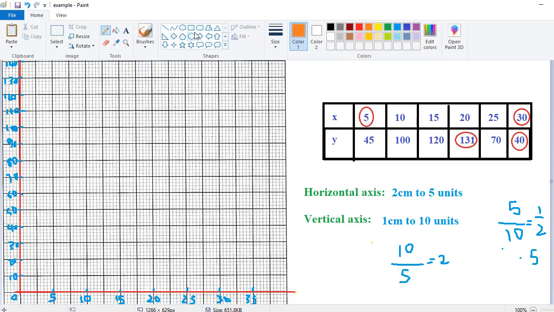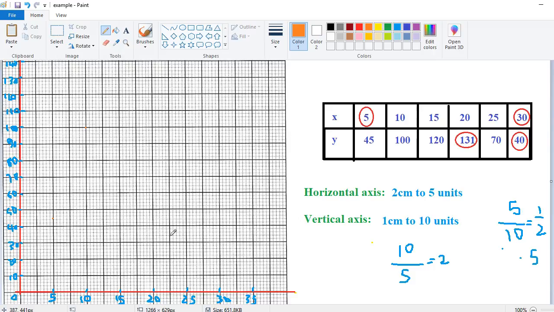Right, so our first point is 5, 45. So we have a 5 mark here, and we go up to 45. Now here's 40. So for 45, each tiny block represents how much? 2. So here's 2, here's 4, here's 6. So we're looking for somewhere between 4 and 6, which puts us about here, right? Halfway. Now we do 10 and 100. So we come up and we plot right here on that point.